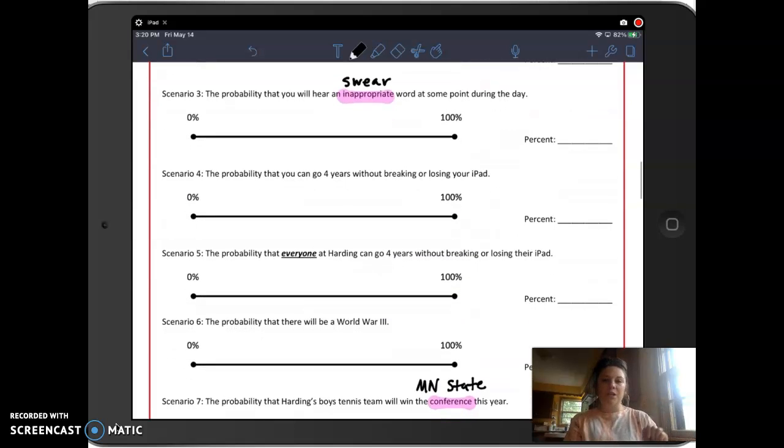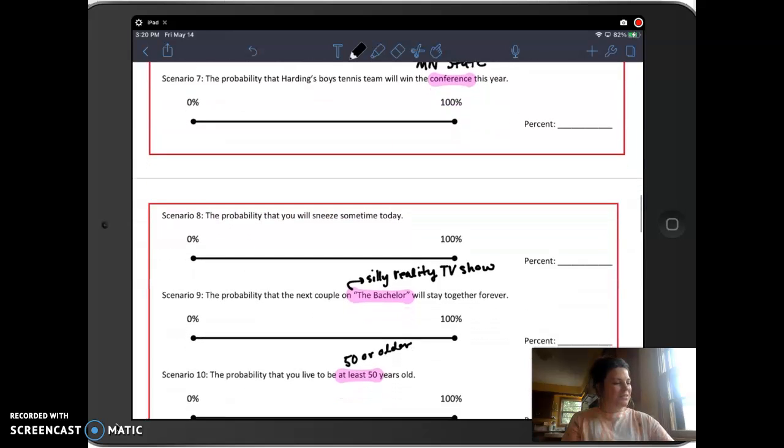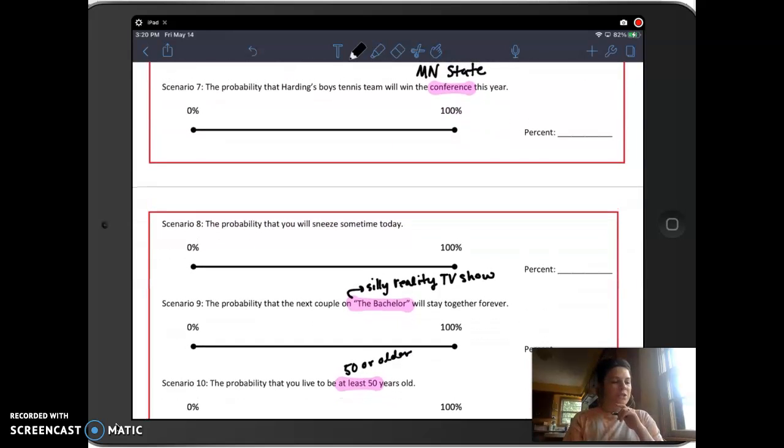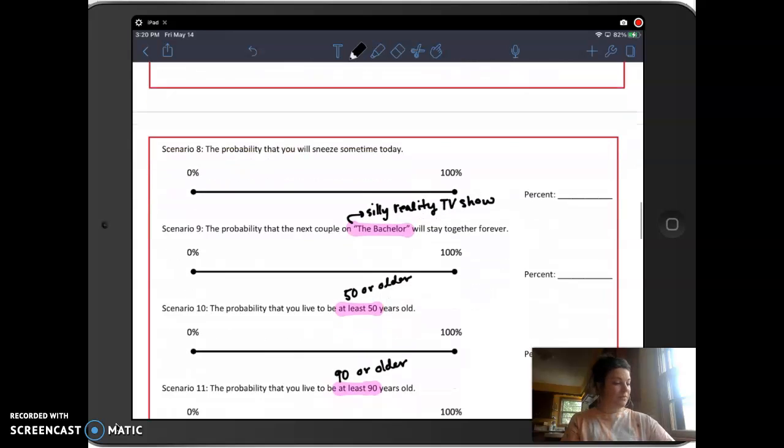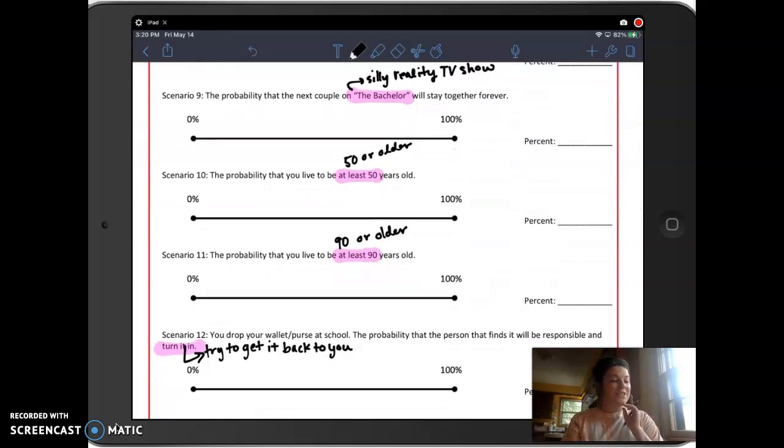The word inappropriate means swear. So a swear word, what is the probability you'll hear a swear word during the day? Pretty good, I think, for me. Scenario 7 had some confusing language. It said Harding boys tennis team will win the conference. That is the state conference, so that's a really, really big deal. But we have a pretty good tennis team, so just thought I'd let you know. Conference means the state. You win the state. The Bachelor is a silly reality TV show. Feel free again to Google that if you're not sure what that question is about.